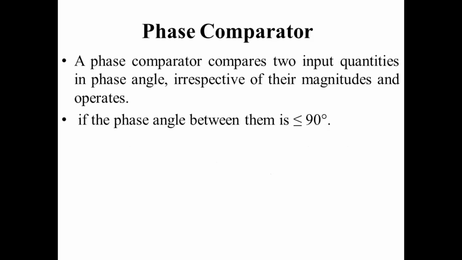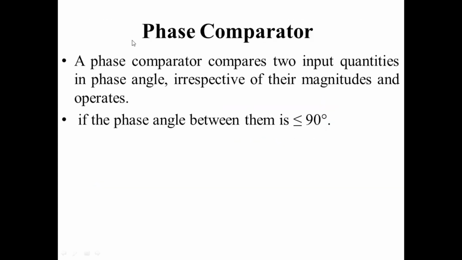A phase comparator compares two input quantities in phase angle irrespective of their magnitude and then operates. The function is that if the phase angle phi between them is less than or equal to 90 degrees, the phase comparator operates. Operating means the relay sends a tripping signal to the circuit breaker. So these are the two types of comparator.